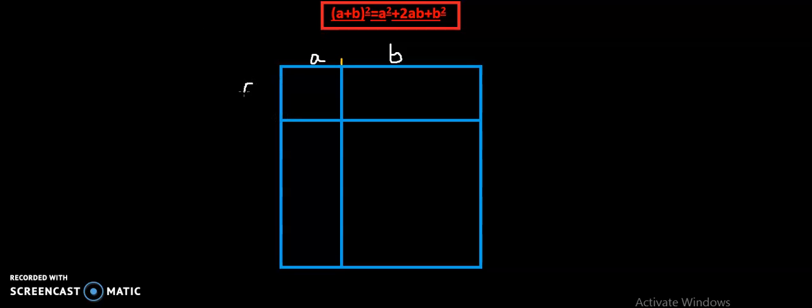You have A right here. This is B. This is A. This is B. This is B. And this is A. So you have one square here, one square here, one rectangle here and one rectangle here. You agree?